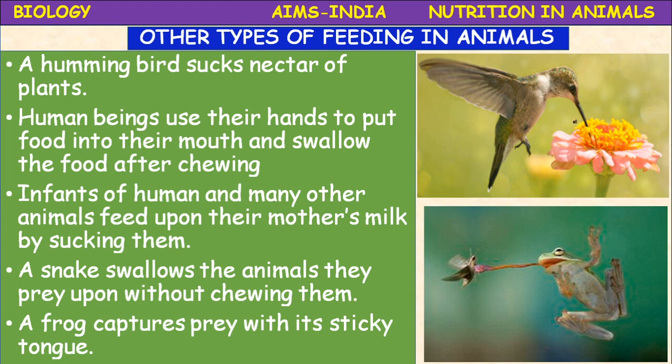So you see here a hummingbird. Its beak is also suitable for its food habit. It is a long and slender beak. It inserts the beak into the flower and sucks the nectar. This type of feeding is observed in the hummingbird. And if you take a frog here, it throws its tongue outside.